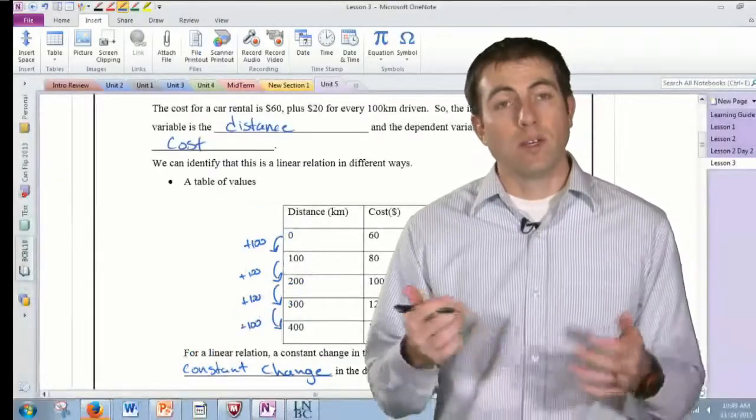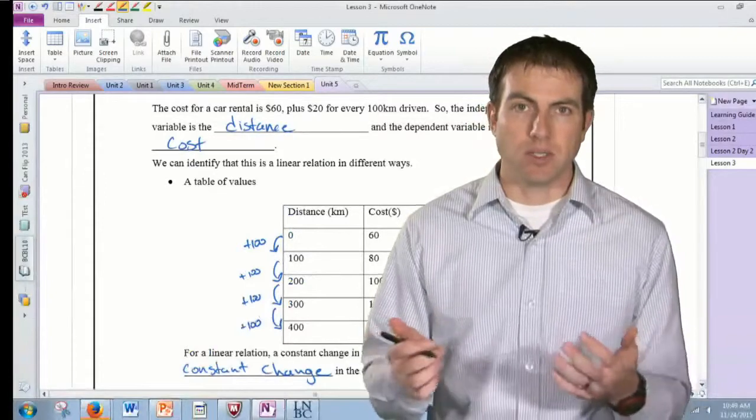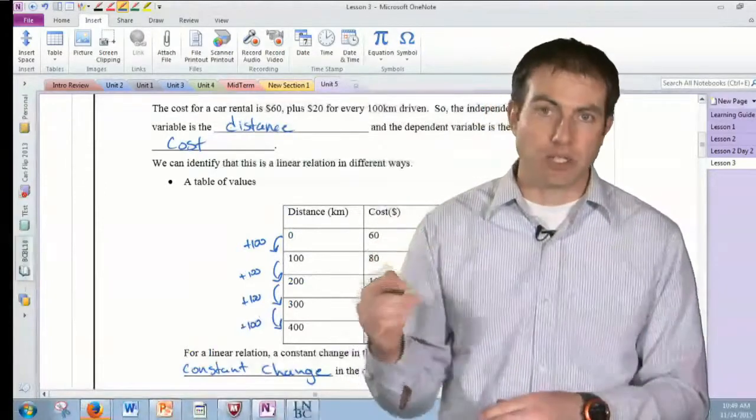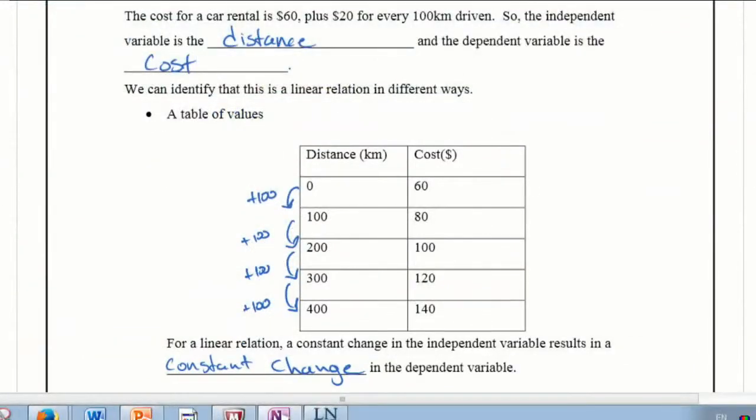So what's happening to the cost? Is it changing at a constant rate as well? Is each step on that chart going down giving me the same value? If I go from 60 to 80, I'm adding 20. If I go from 80 to 100, I'm adding 20. 100 to 120, I'm adding 20, and 120 to 140, I'm adding 20.